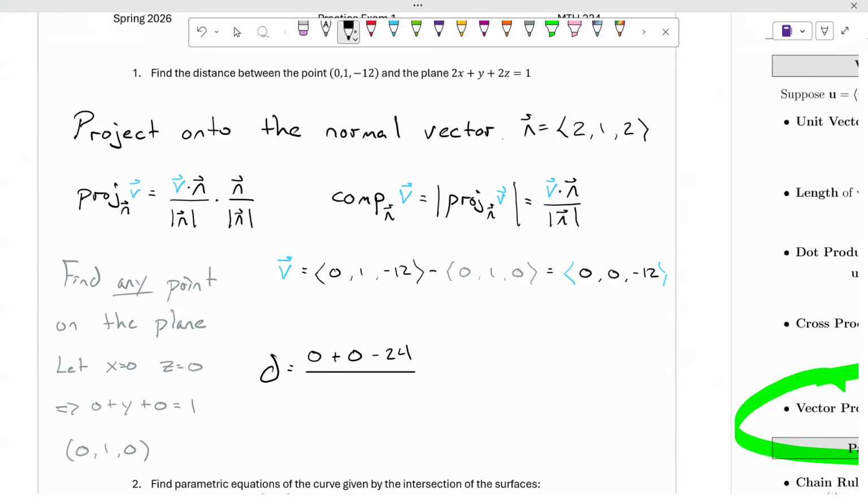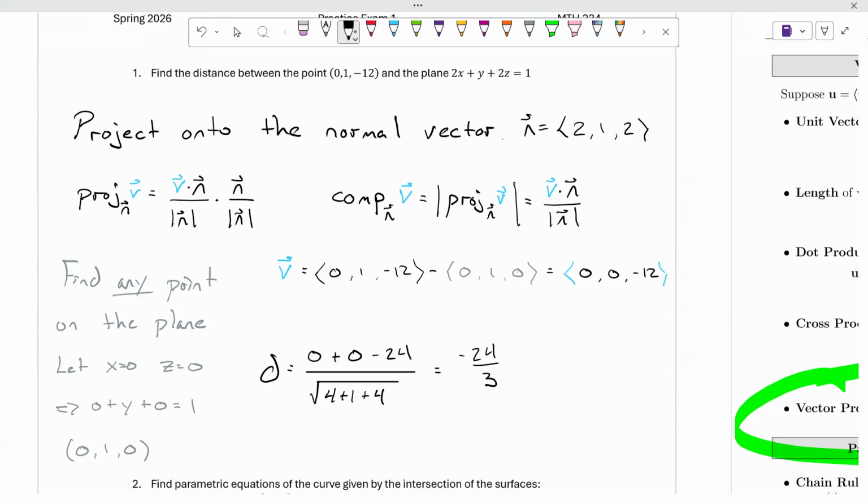All of that over the magnitude of my normal vector, which is going to be 4 plus 1 plus 4. Right? Square each element of the normal vector. 2, 1, 2. 4 plus 1 plus 4 is 9. The square root of that is 3, which will give me negative 24 over 3.